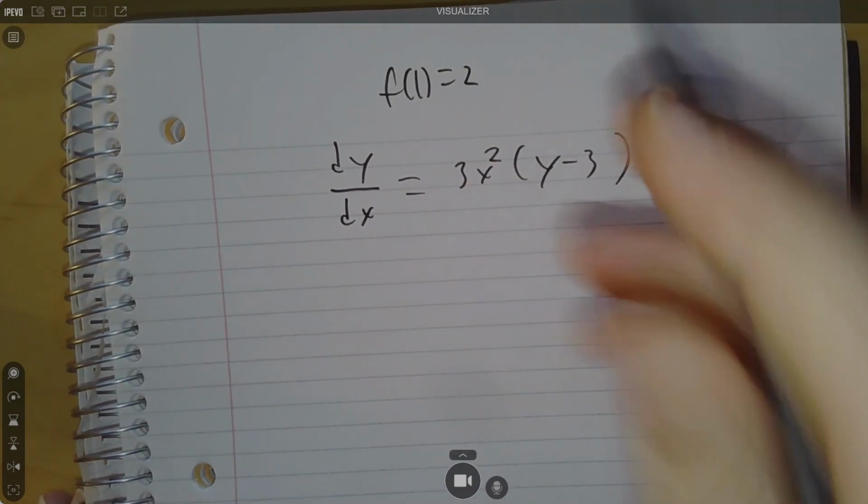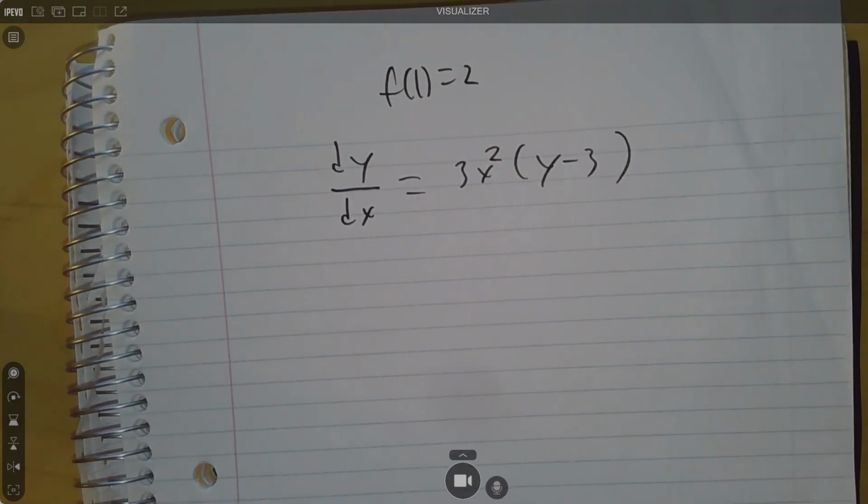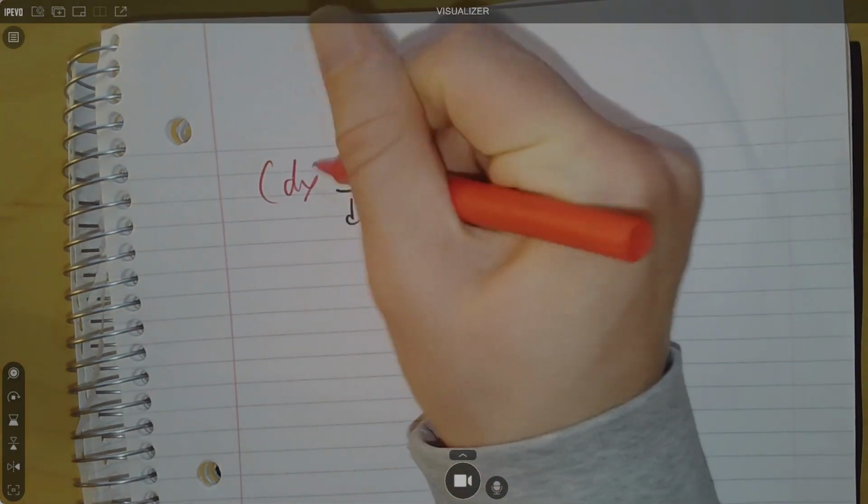Okay, so normal stuff. Multiply by dx on both sides.